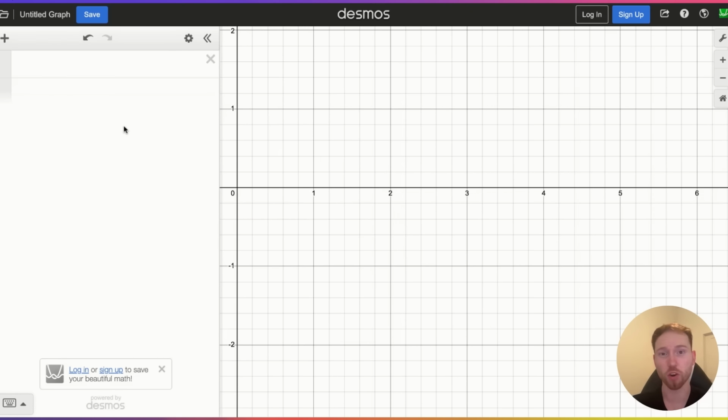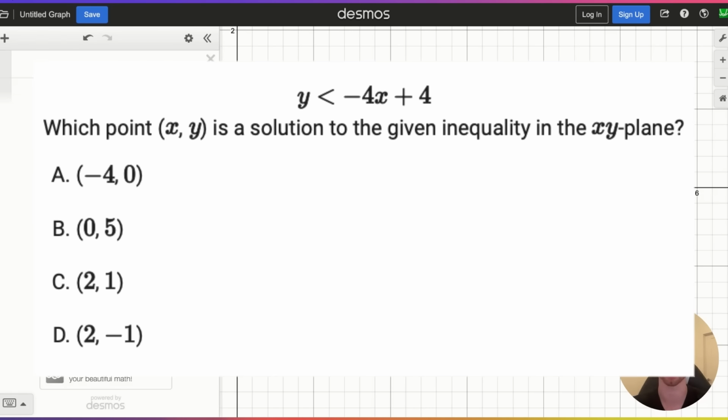How Desmos can solve complex inequalities. These take a bit of explanation. So let's go ahead and try this practice problem and I'll explain as we go.